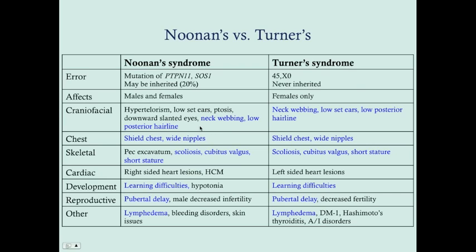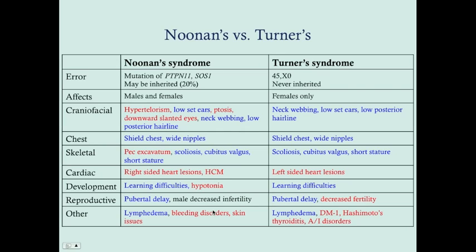So what do they have in common? Everything I put here in blue are things that they have in common. And I didn't include absolutely everything that you can see in Noonan's and Turner syndrome, so this isn't completely comprehensive. But in both Noonan syndrome and Turner syndrome, you're going to see neck webbing, you can see low posterior hairline, you can also see low set ears. You can also see the shield chest and wide nipples. Both can have scoliosis, and they do tend to have short stature. They can also have cubitus valgus, which is an abnormal positioning of the elbow. As far as development, they both tend to suffer from learning difficulties. They both tend to have pubertal delay, and they both have lymphedema.